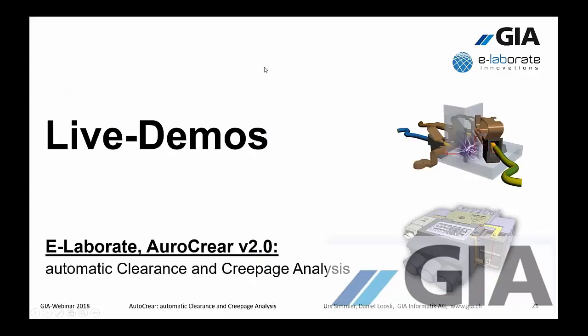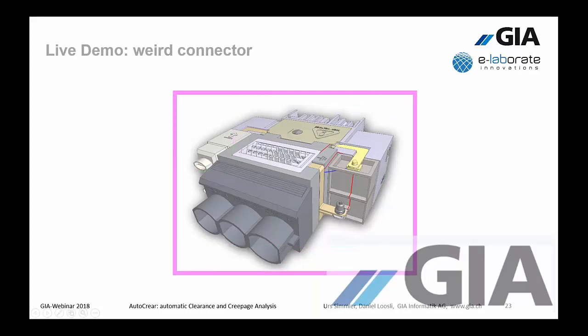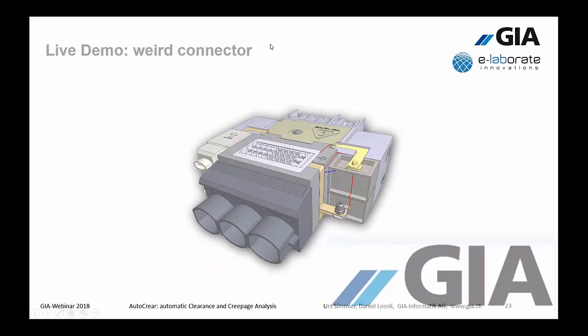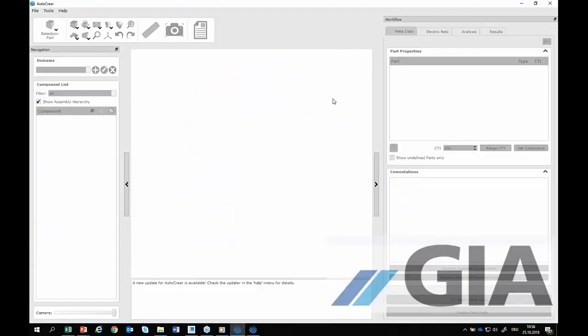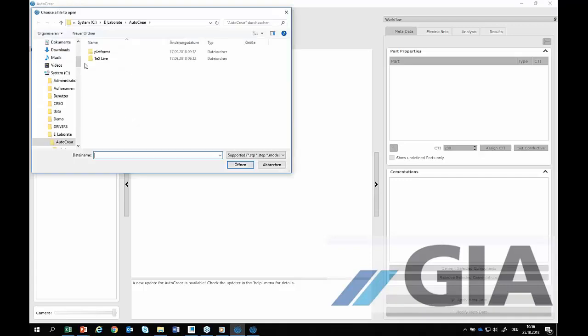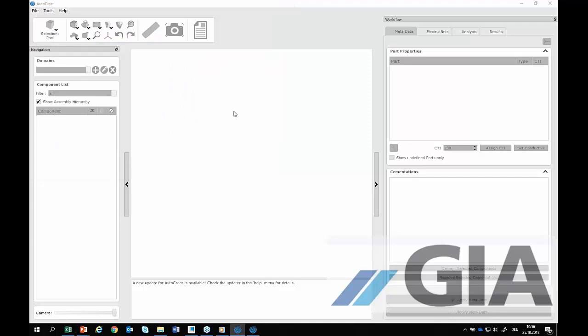Okay, let's see AutoCrear live. As a demonstration, I told you we like to work with an advanced model here. We like to analyze this connector. Therefore, I'm going for my AutoCrear version 2.0, and this is the user interface. Here I want to import an assembly. In that case, I'm working with a STEP file, and I'm going to my documentation folder. Here should be my STEP file. This one, I'm going to bring that STEP file in.